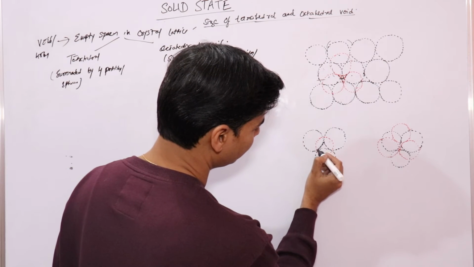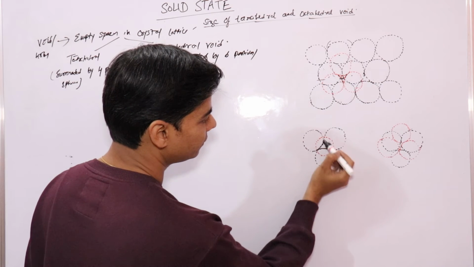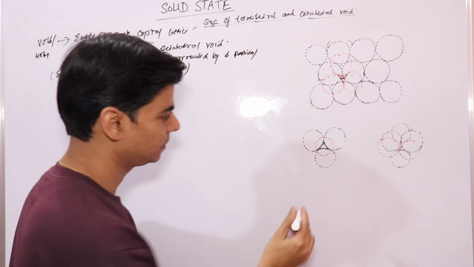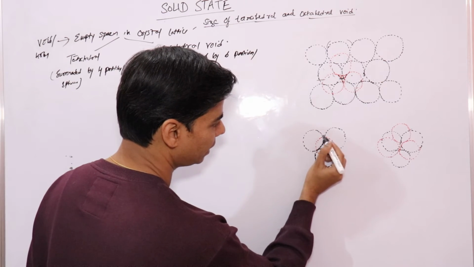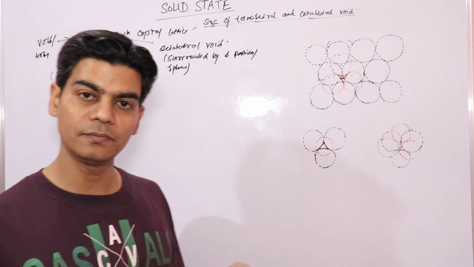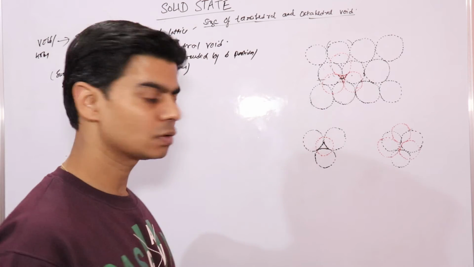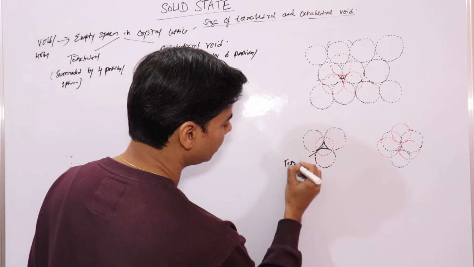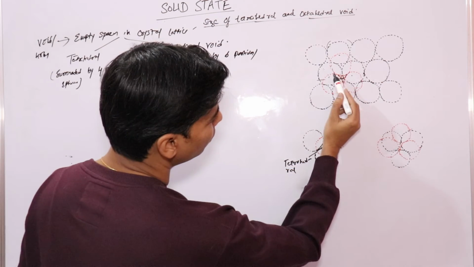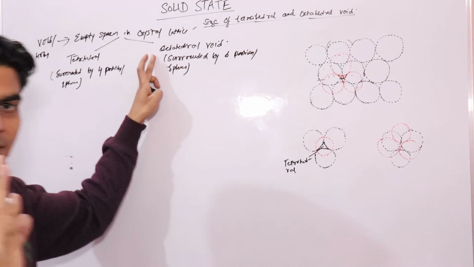So this is a void, this is empty space. These 3 spheres occupy space in the crystal lattice, and this sphere as well. But this is empty space between the spheres, which is a void. Since it is surrounded by 4 spheres or particles, we call it a tetrahedral void. Similarly, the other is the octahedral void, surrounded by 6 particles or 6 spheres.